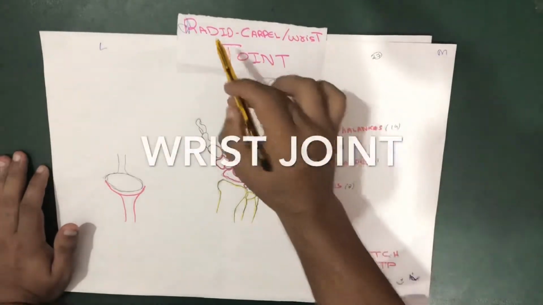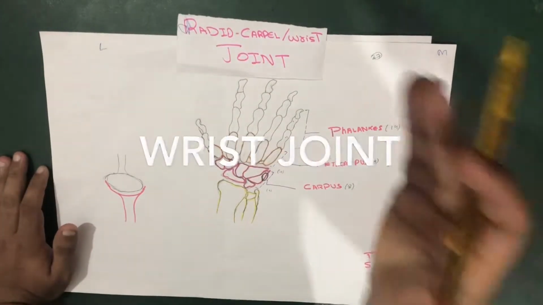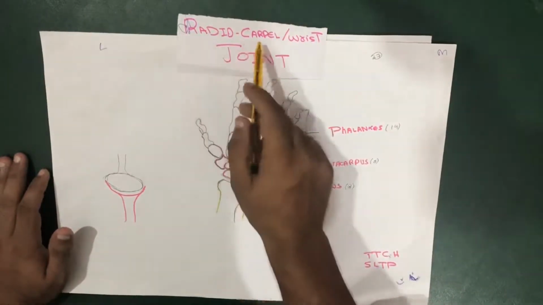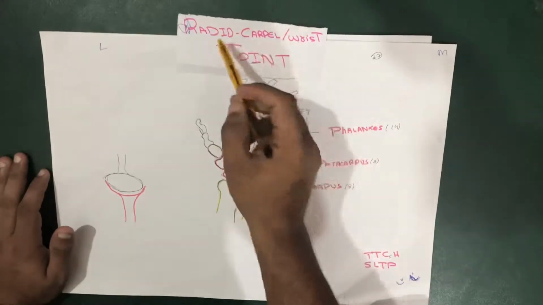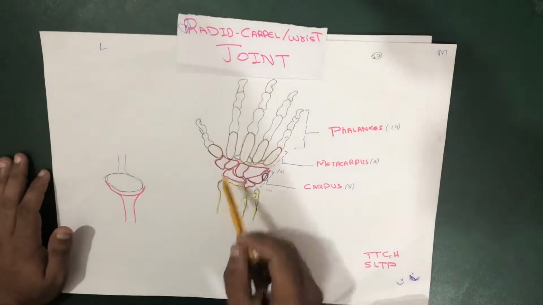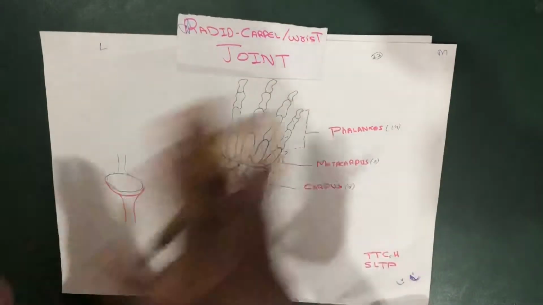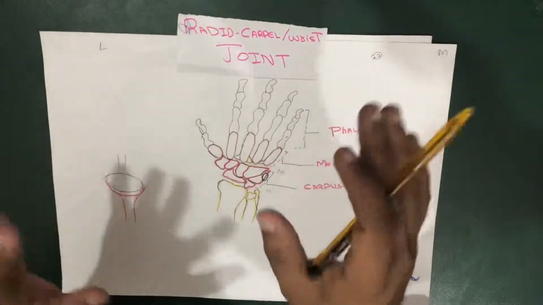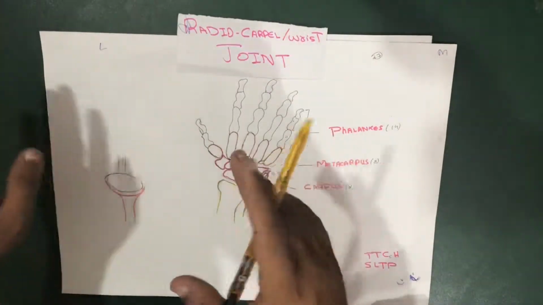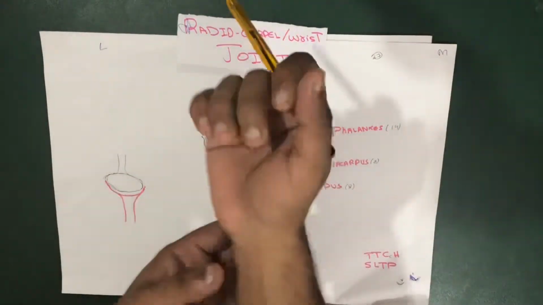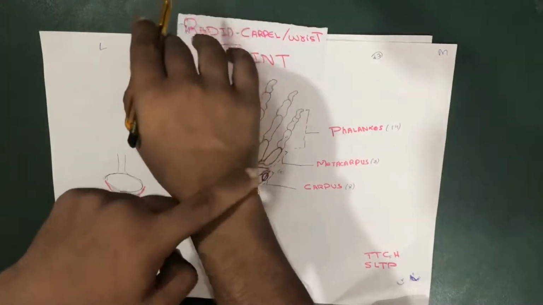In this session of the video we're going to talk about the wrist joint, which is also called the radiocarpal joint. Why radiocarpal joint? Because it is formed between the radius bone and the carpal bones. The ulna is not involved in the radiocarpal joint. Remember this one: in the wrist joint or radiocarpal joint, the ulna is not involved. So this is the point where the wrist joint is located.